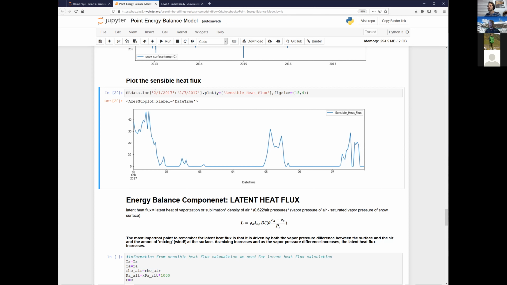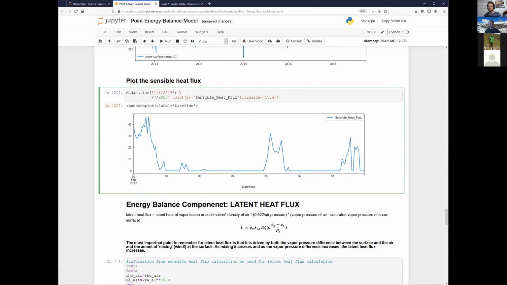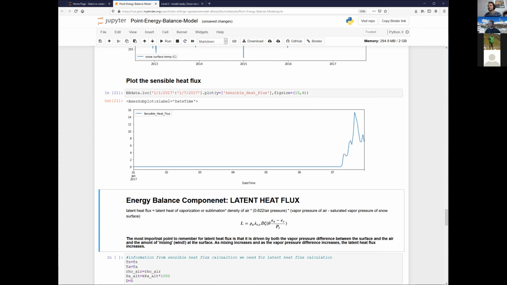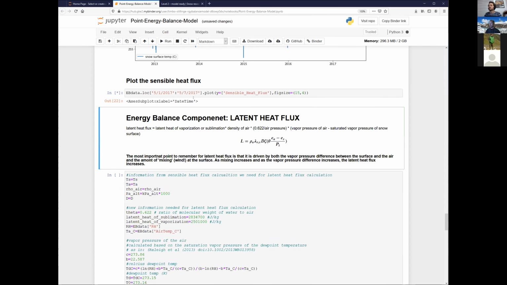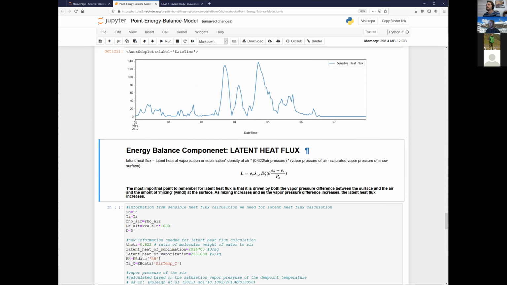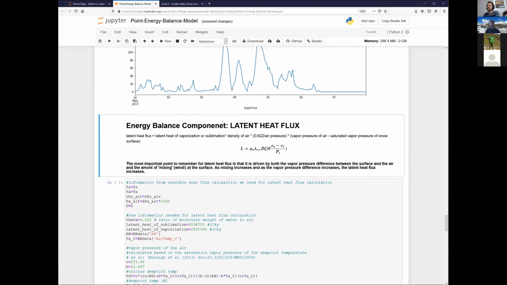And we can see that right here. If we go to another week, say the first week of January, we can see here too, we had really little sensible heat flux. But if we go back to May, we can see that we have a lot more variability on each hour of the day. So now, does anybody have any questions about sensible heat before we go to the last component, the latent heat flux, before we do the reconstruction of the SWE?